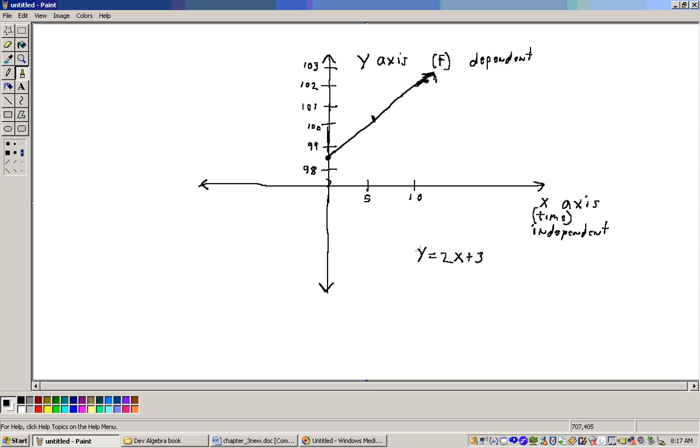You can see that your y value is dependent upon the number that you put in for x. You can put any number in for x. It's independent. Your y is dependent upon the number that you put in for x. So that's why people refer to the y-axis as the dependent variable, and the x-axis is where you put your independent variable. And we'll stop this video there, and we'll start graphing lines on the next video.